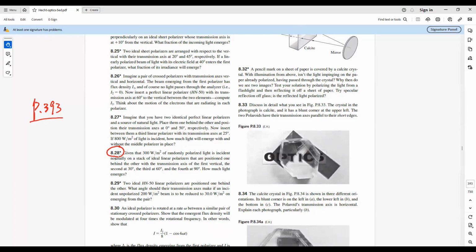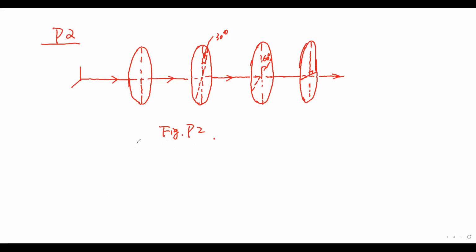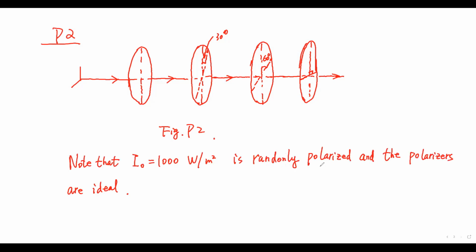The problem comes from the textbook in chapter 8, problem 8.28. Here, our problem is changed to 1000, not 300. Problem 2. The problem is illustrated in figure P2. A randomly polarized light I0 passes those four polarizers. This line is the transmission axis of the first polarizer. The second here is 30 degree, and the third 60 degree, the fourth 90 degree.